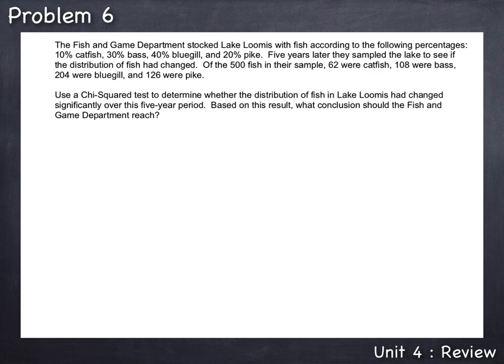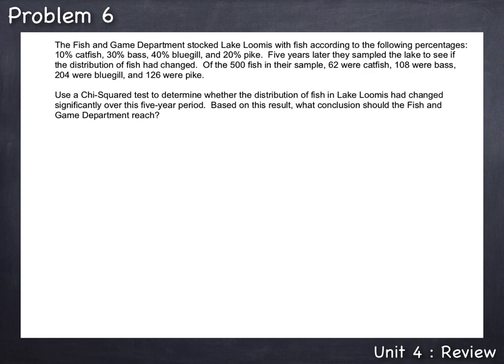Of the 500 fish in their sample, 62 were catfish, 108 were bass, 204 were bluegill, and 126 were pike. Use the chi-square test to determine whether the distribution of fish in Lake Loomis had changed significantly over this 5-year period. Based on this result, what conclusion should the Fish and Game Department reach?